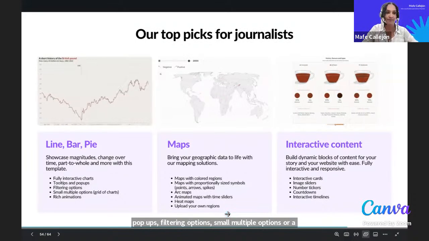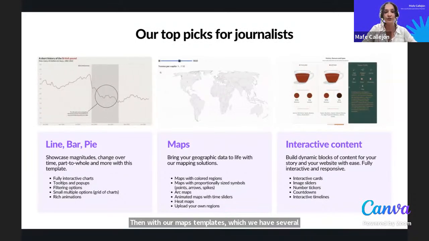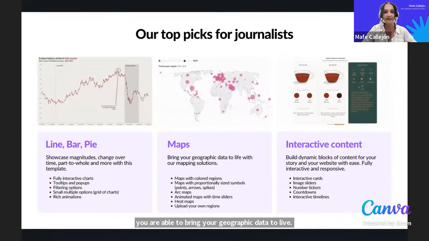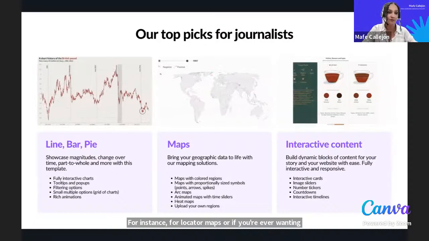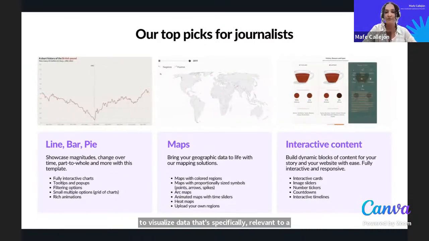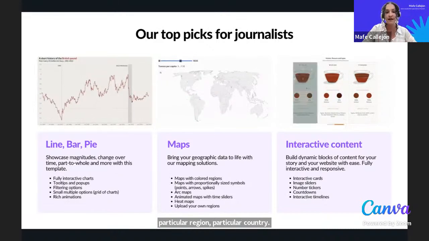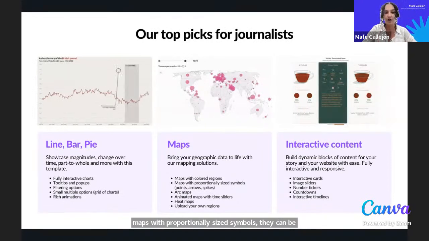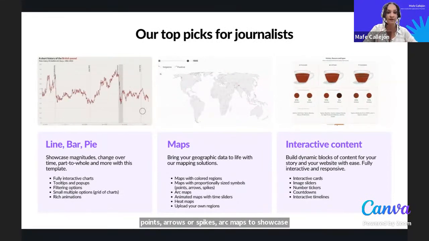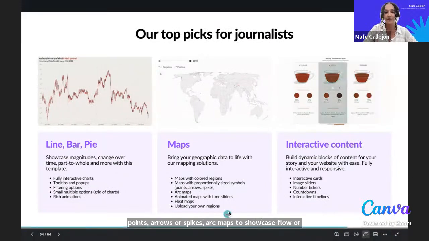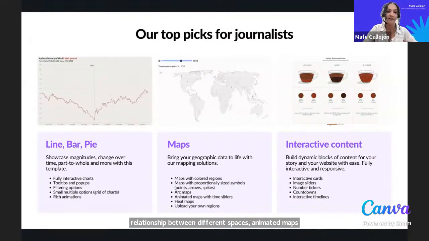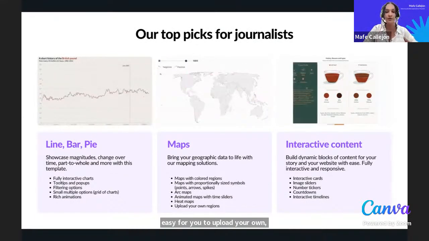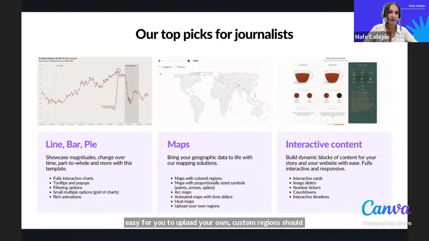Then with our maps templates, which we have several of, you are able to bring your geographic data to life. For instance, for locator maps, or if you're ever wanting to visualize data that's specifically relevant to a particular region or a particular country, we're able to create maps with color regions, maps with proportionally sized symbols. They can be points, arrows, or spikes, arc maps to showcase flow or relationship between different spaces, animated maps with time sliders, heat maps, and we also make it super easy for you to upload your own custom regions should you want to create a map that we don't offer out of the box.